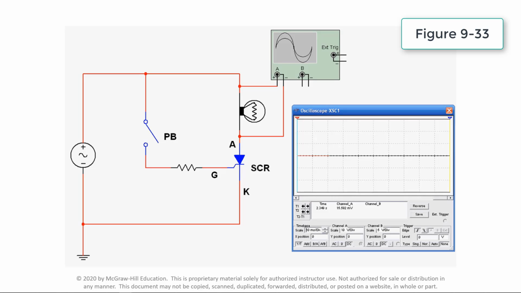Because the SCR is a rectifier, it can conduct only one half of the AC input wave. Therefore, the maximum output delivered to the load is 50%. Its shape is that of a half-wave pulsating DC waveform as viewed on the scope.